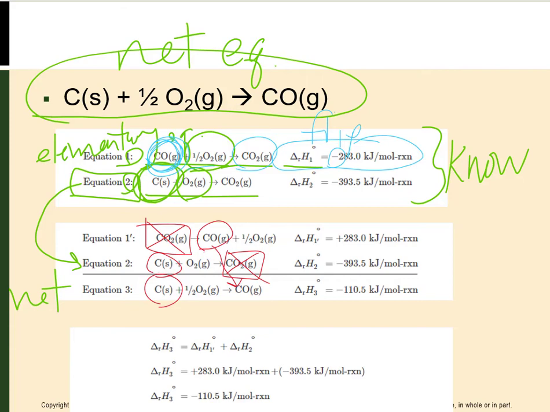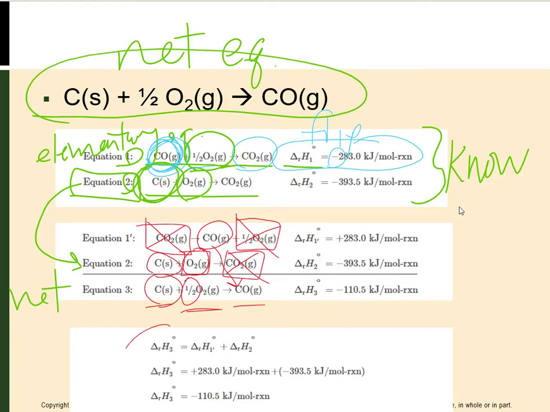Now, you might go, well, wait a second. I have oxygen on the right and oxygen on the left. Why is there not oxygen in my net equation? Well, because I have half of an oxygen over here and I have a whole oxygen on the left. So, therefore, we need to find the difference. If I have half and a whole, this half is going to go away and leave me on the left with a half of an oxygen. So, I have carbon plus half of an oxygen to give me CO. That is my net equation.